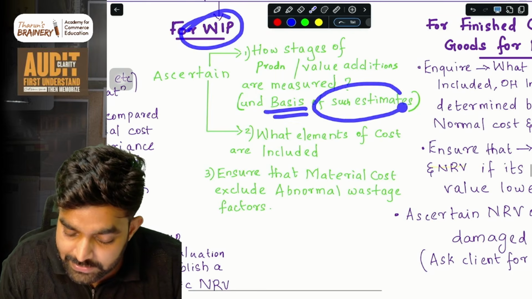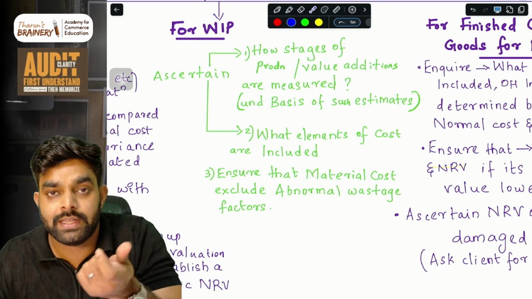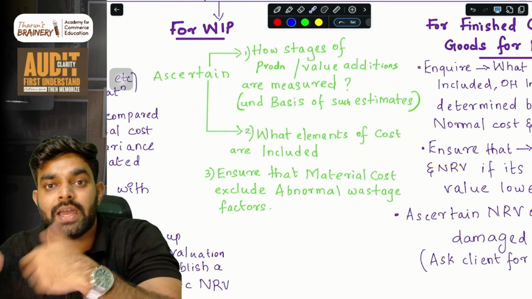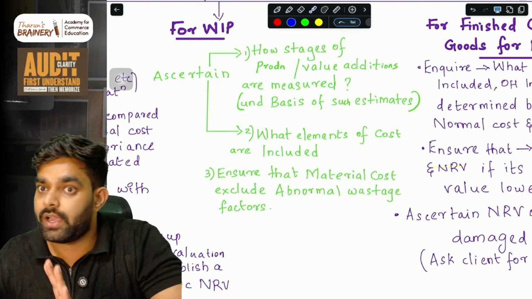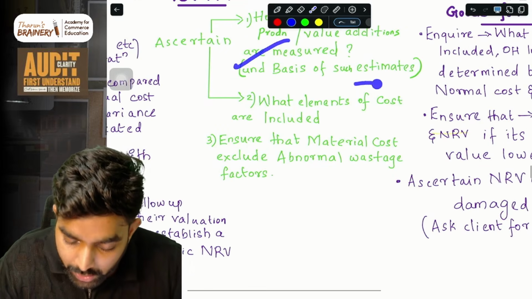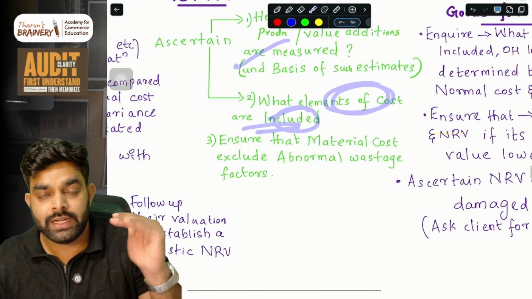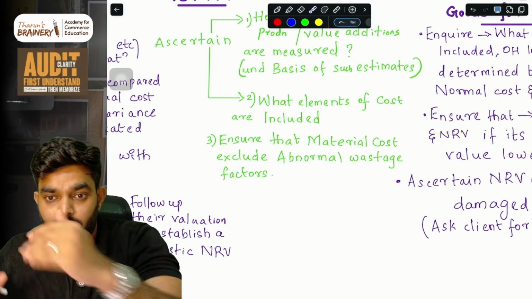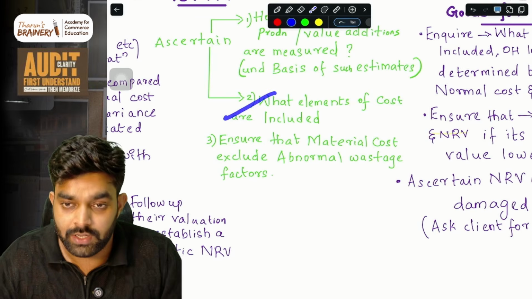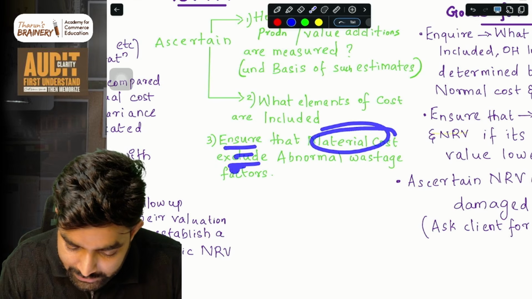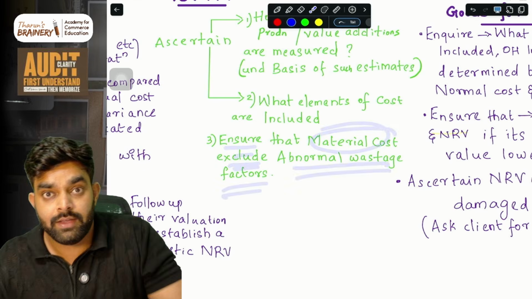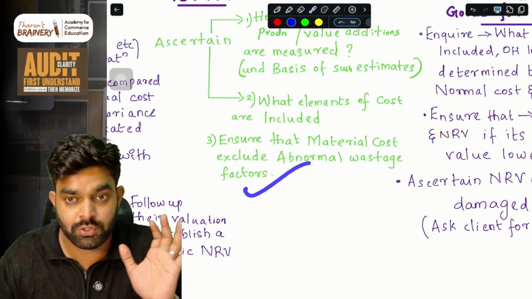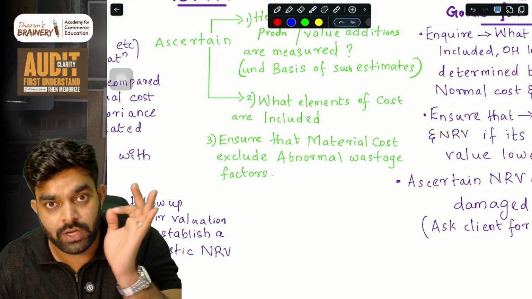That is, understand the basis of such estimates. How is management saying that in the second stage the cost becomes 350, and in the third stage it becomes 370? How is management arriving at the 50 for the tires? You have to check the actual value. Then, what elements of cost are included in the different stages? Are they including the tires' value, the engine's value? Then ensure that material cost excludes abnormal wastage. If there is any abnormal wastage, that should not be included in the material cost. Normal wastage is okay, but abnormal wastage should not be included. You have to check that.